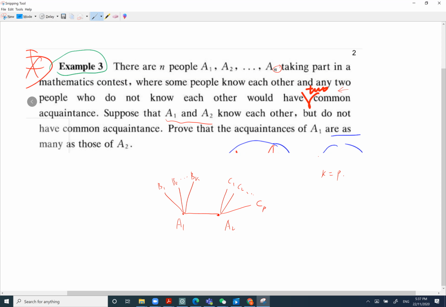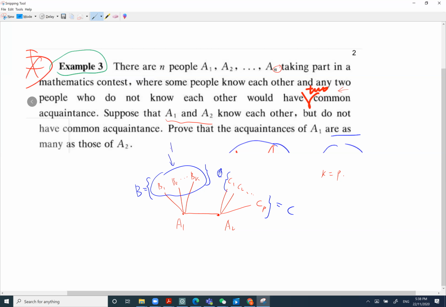So if a friend, we just connect it. A1 and A2 know each other, but do not have common friend, like this. Okay. How do we prove it? We just select one. We assume this piece is B. B just equals all the friends of A1 here. This piece is C. C is the friends A2 knows. Let's check what happened.